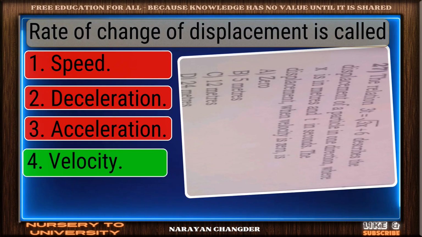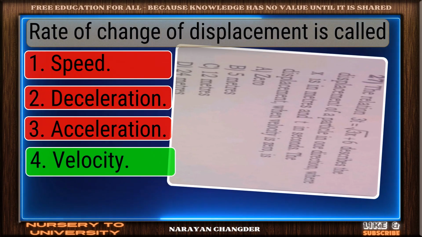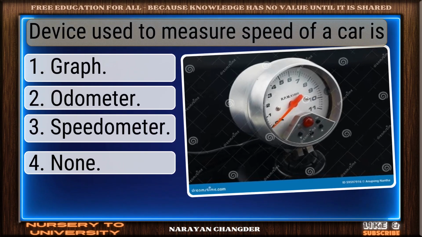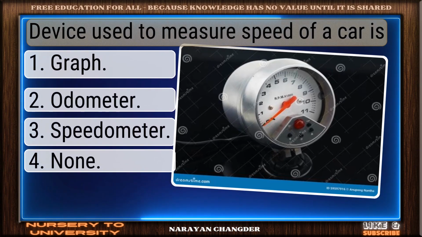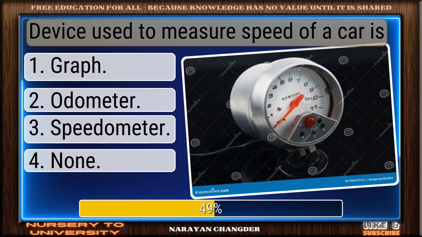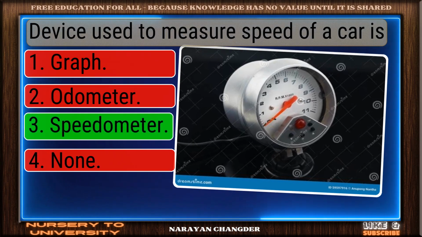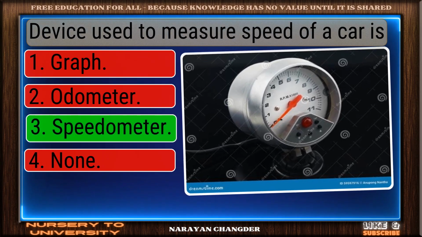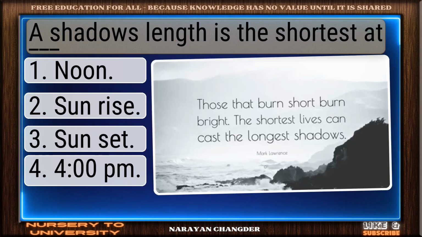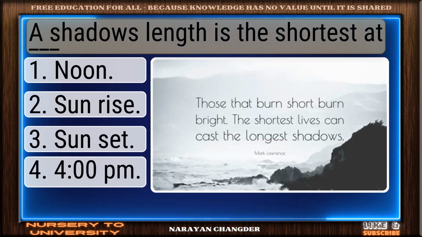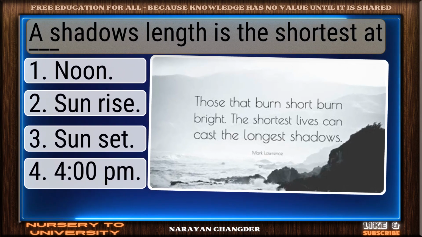Solid response. Velocity is a valid choice. Question number 100. Device used to measure speed of a car is? Clear logic. Your choice, speedometer, is sound and 100% true. Question number 101. A shadow's length is the shortest at dash.